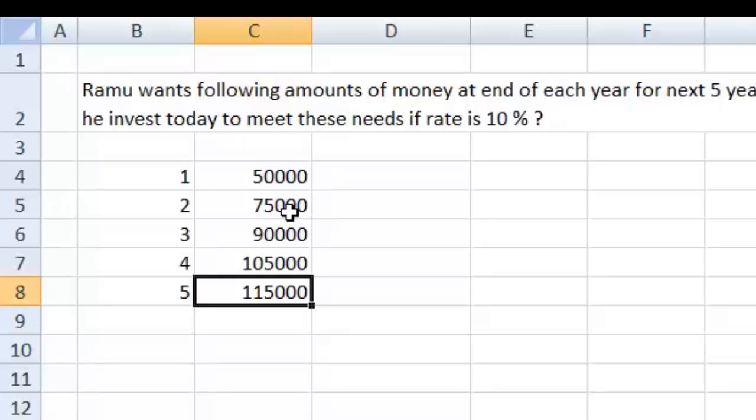So what do we do? Can we use this series as PMT? No, the PMT is clearly defined as an amount which is always equal. These amounts are not equal and hence this is not a PMT.